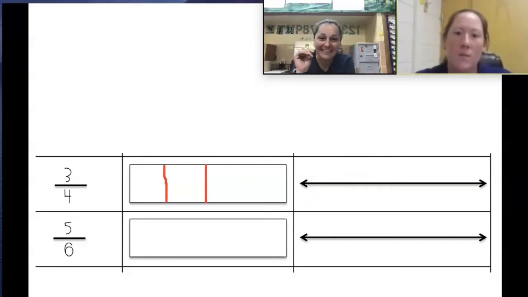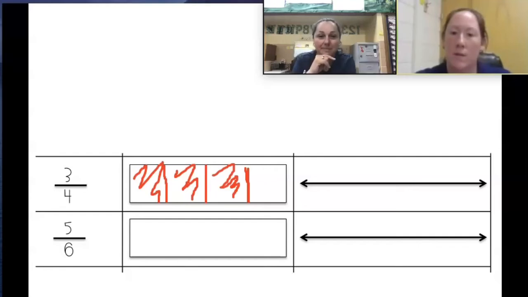And I want to represent 3 of those 4 pieces. I'm going to shade in 3. 1, 2, 3 pieces.